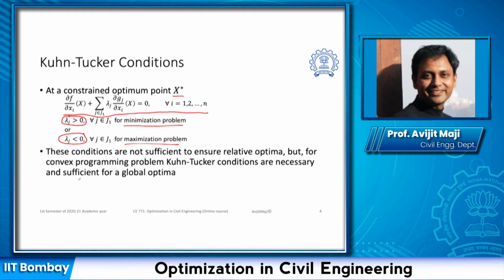This condition is only true for the convex programming problem, where the objective function and the constraints are convex, and Kuhn and Tucker had proven that in that type of problem, the necessary and the sufficient conditions are the same for a global optimum point. So these are the Kuhn-Tucker conditions. Now in this process, as you have seen here, we have to identify the active constraints. So this is applicable for the active constraints.